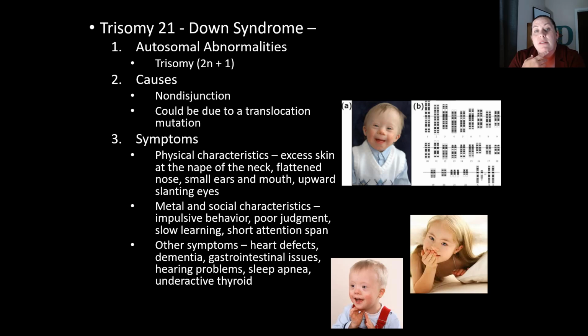We also see some other symptoms that can happen physically due to having this extra chromosome 21, is it could cause some heart defects. We see that they do develop dementia more often. They have a lot of gastrointestinal issues, hearing problems, sleep apnea, and underactive thyroid. Another one is that their chances of developing leukemia also increases for whatever reason. And so these are just some of the examples of some of the traits that are present with somebody that has trisomy 21. Now, they may not have all these traits. They may only have some of them. Some may be more severe than others, but this is the set of signs and symptoms that come with Down syndrome.